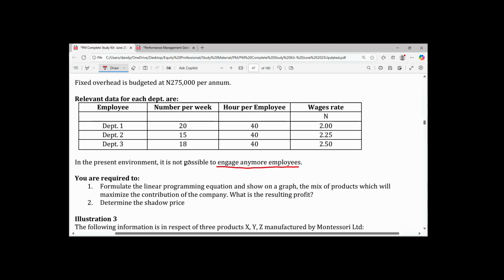So, again, in the number 1 requirements, you have to formulate the linear programming model and determine the optimal production plan. Not only that, you should also indicate the resulting profits. So that's a complete package. You also have to determine shadow price. Let me stop sharing this and quickly move to the working note.